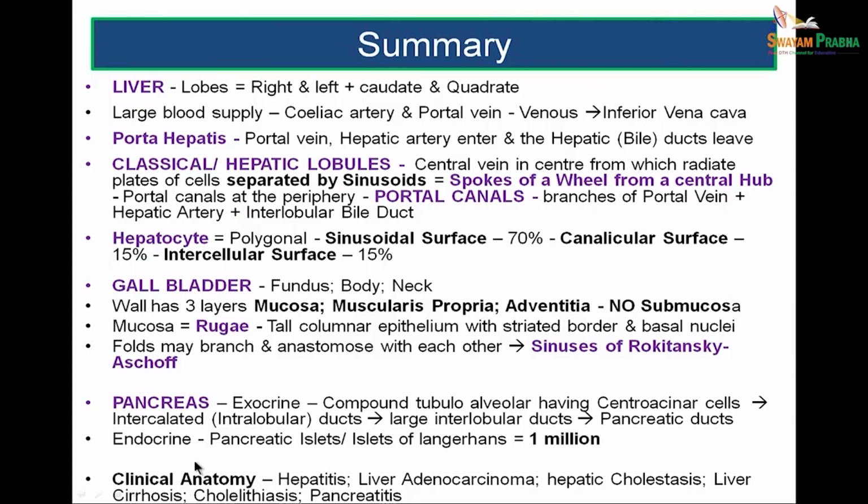In clinical anatomy, we covered hepatitis, liver carcinoma, cirrhosis, cholestasis, cholelithiasis or gallstones and acute and chronic pancreatitis. With this I end my topic for today.